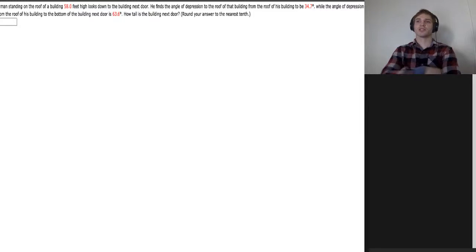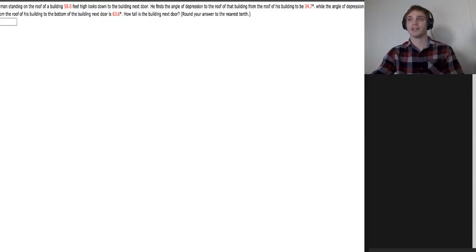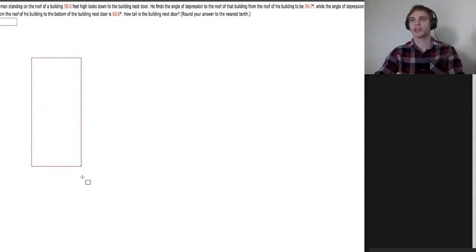Okay, so it says a man standing on the roof of a building 58 feet high looks down to the building next door. So we need two buildings. It's too big, right? Let's go back to that. Got a building. This building's 58 feet high.